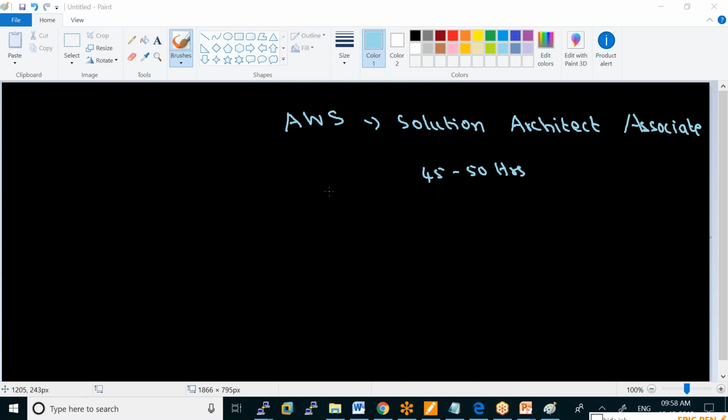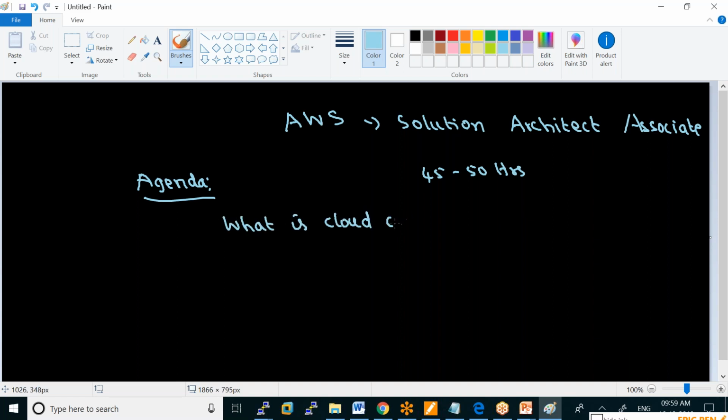Under the 45 to 50 hours of curriculum, we will be dealing with the sessions associated with all the topics associated with Solution Architect. Here is the agenda for today's session. We are going to discuss the basics of cloud computing. What is cloud?